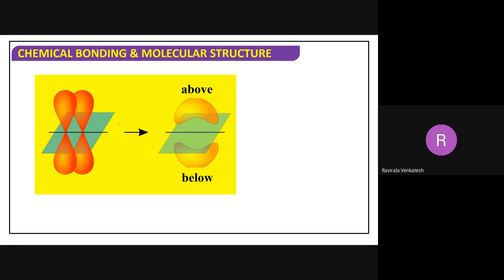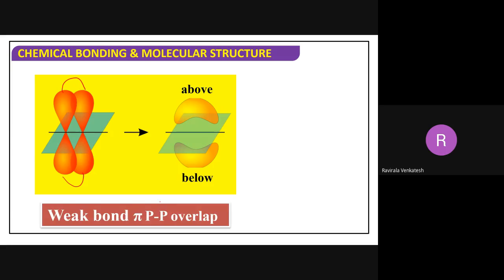Now, if you observe this one, what happened? This is sideways overlapping. Both are sideways overlapping here. These two are sideways overlapping here. Now here, the bond is weak, and you are going to get a pi bond actually. The pi bond is weak when you compare with sigma bond. So sigma bond, what happened? Axial overlapping. On axis, overlapping takes place.